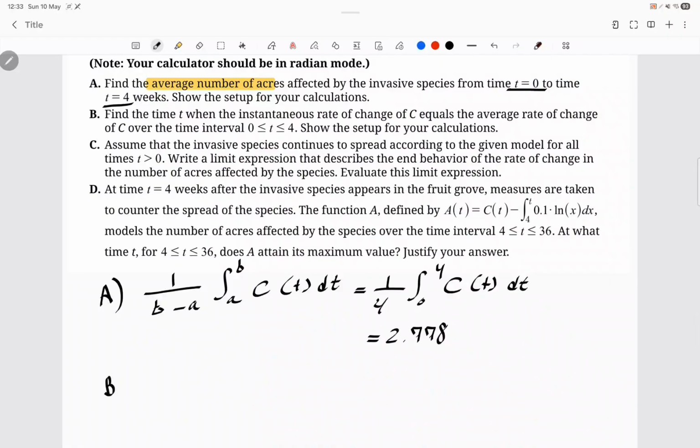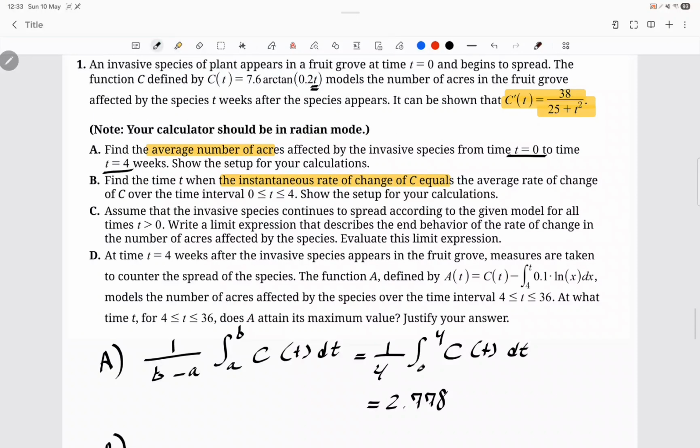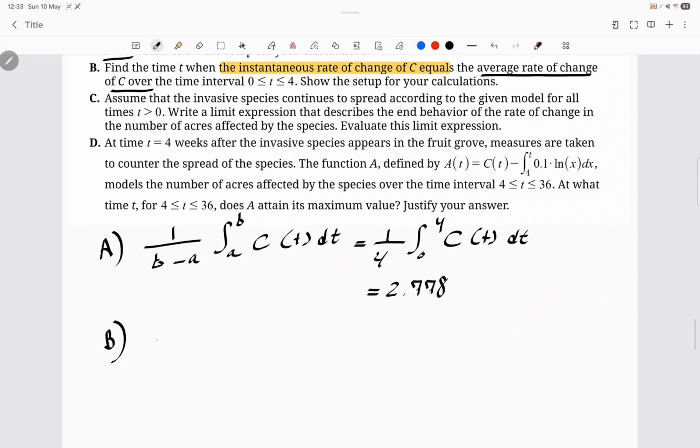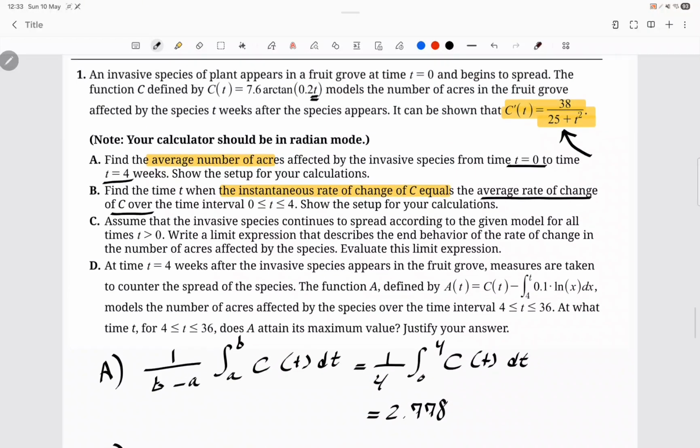Part B says, find the time when the instantaneous rate of change of C, which basically means C prime of t, already provided for us here in the equation, is equal to the average rate of change of C over the interval. Now look, the average rate of change of C basically means C of 4 minus C of 0 over 4 minus 0. Now that should be equalized to C prime of t. So let's use Desmos for this purpose.